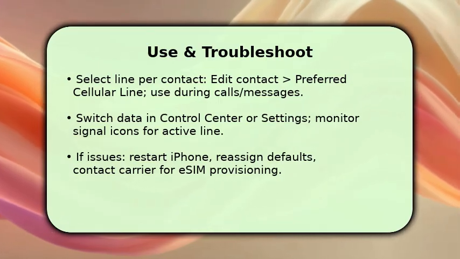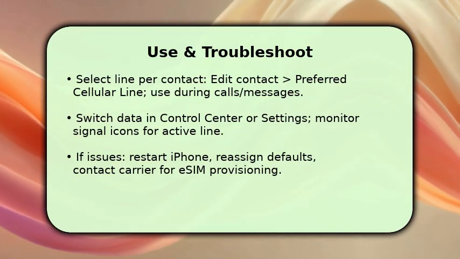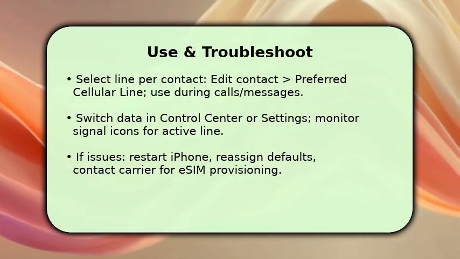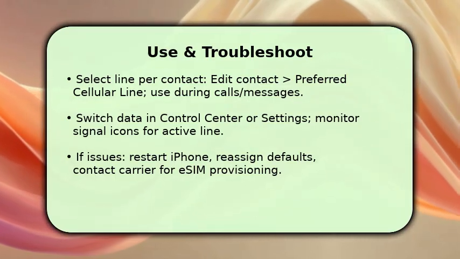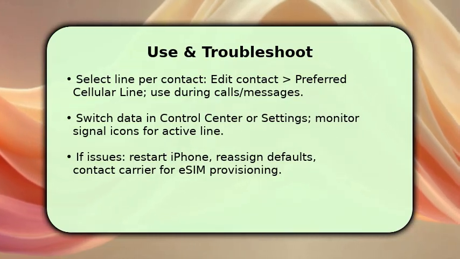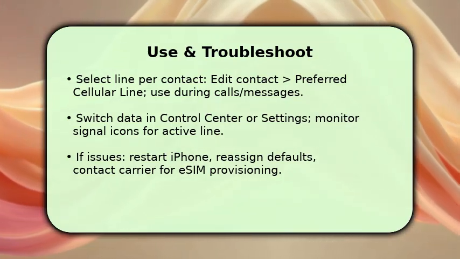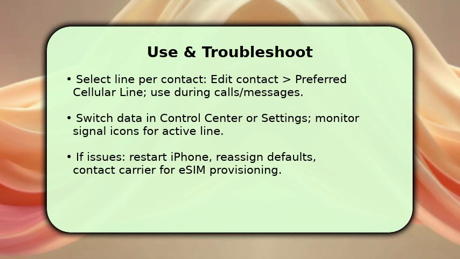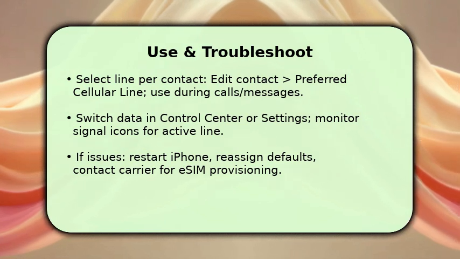signal icons to confirm. If something goes wrong, restart the iPhone, reassign defaults, and check for carrier provisioning problems. Contacting the carrier for eSIM reprovisioning often resolves activation failures. This final troubleshooting tip gets you back on both numbers fast.